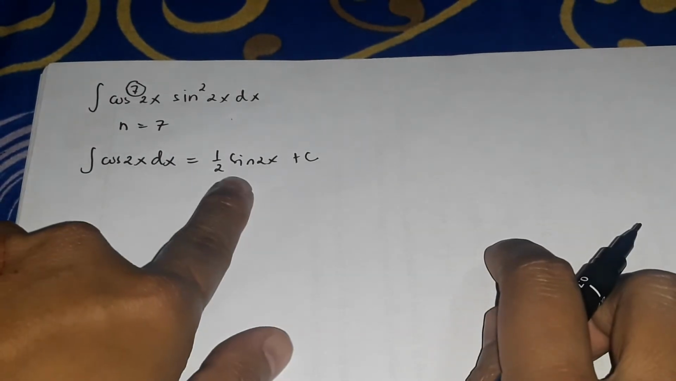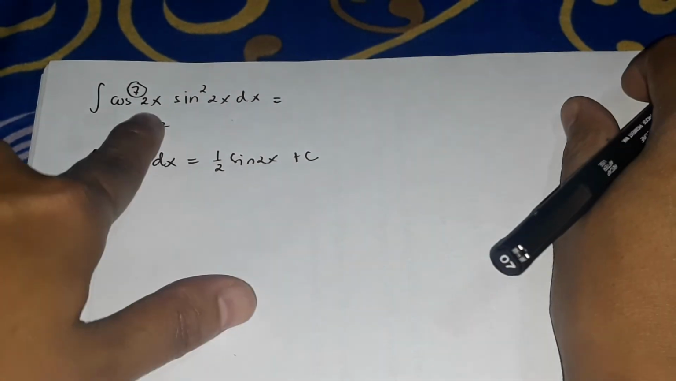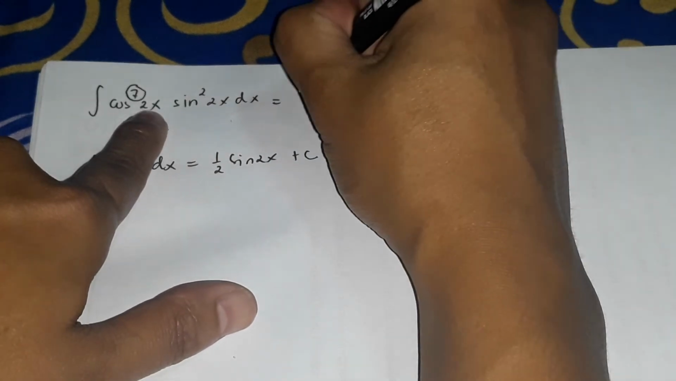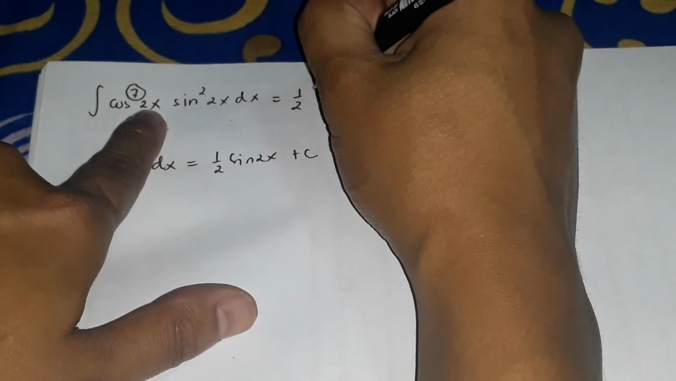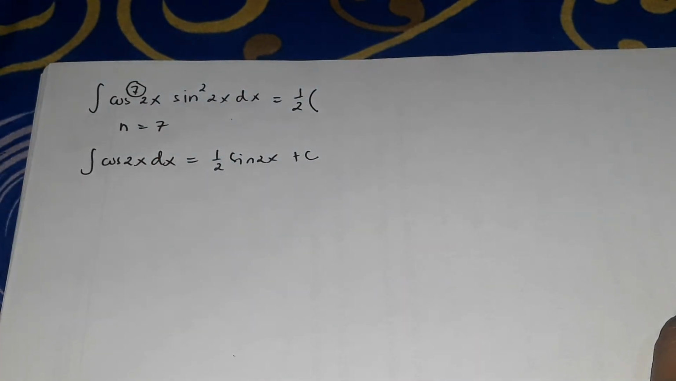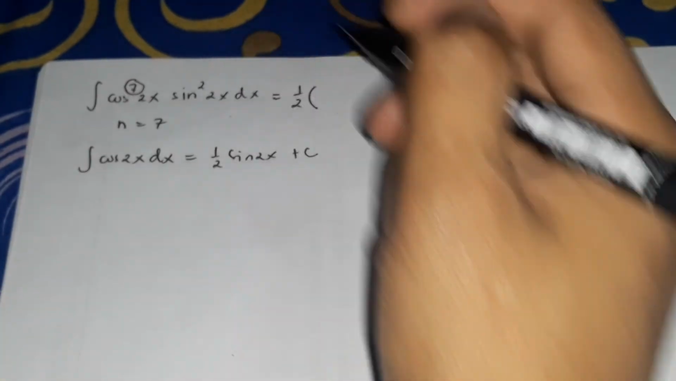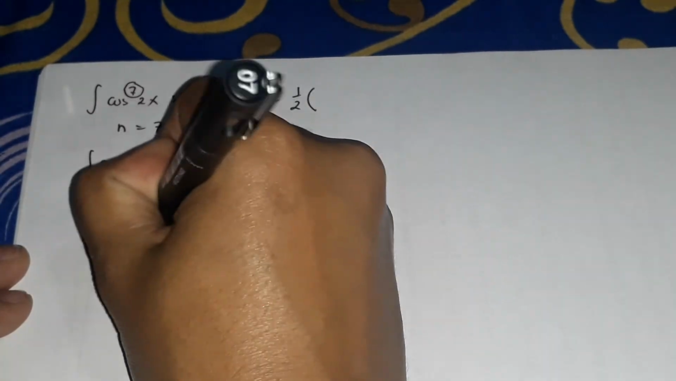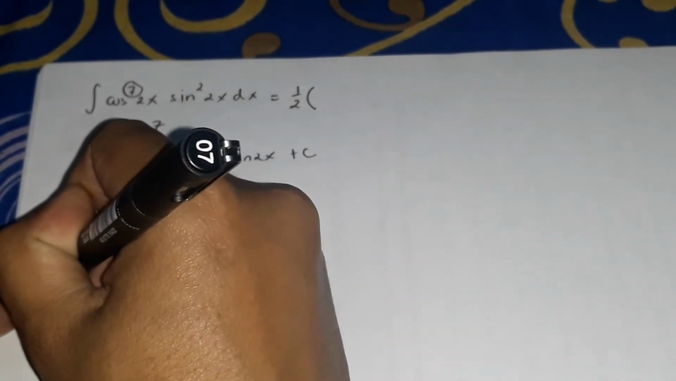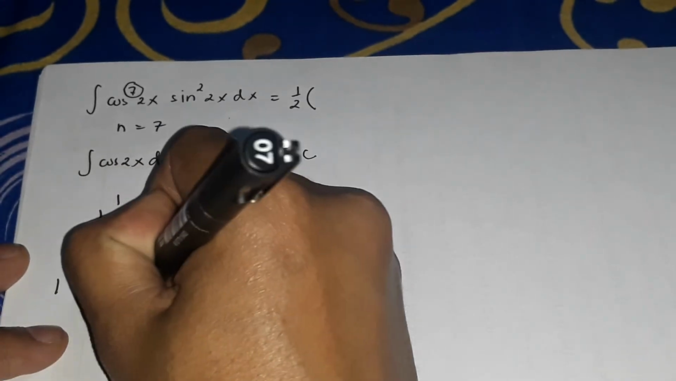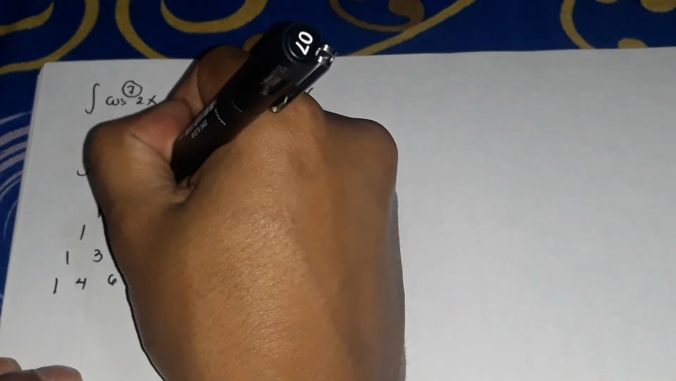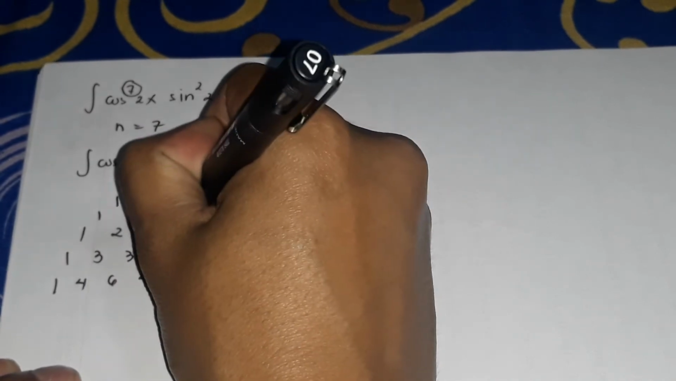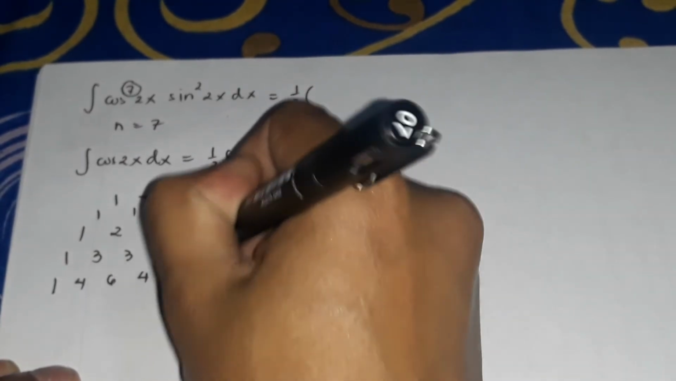But this time we will only be considering the 1/2 sine 2x. So again, we have 1/2 in front, okay, then draw a parenthesis. So for the number of terms, we will be applying the same technique. We will be using Pascal's triangle again. Pascal's triangle will be 1, 1, 1, 2, 1. Okay, so this is your to the 0, to the first power, to the second power, to the third power, and to the fourth power.